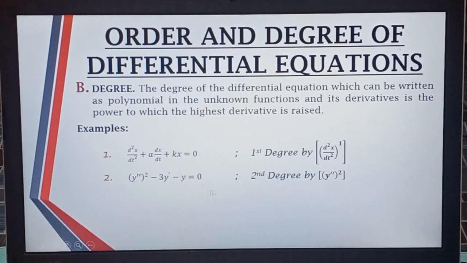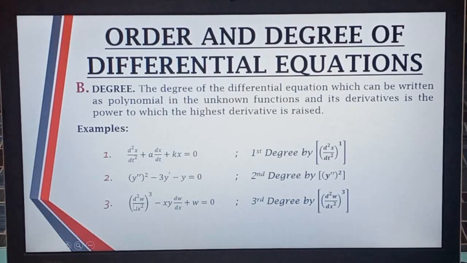Another example is the quantity of y double prime squared minus 3y prime minus y equals 0. Identify first where the order comes from. Identify first which is the highest derivative. You have the second derivative and the first derivative. So automatically, you will have your second derivative. This term is where the order of the equation comes from, and the degree should come from here too. So we identified that you have y double prime. Then the exponent of the y double prime is 2, which stands for the second degree.